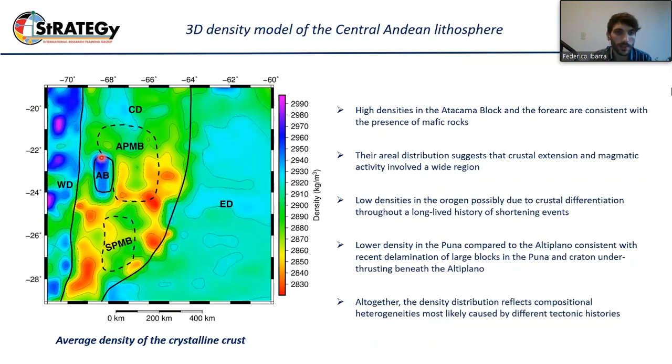Also here in the Atacama block, there are high densities that could be related as well to extensive periods in the Jurassic and also to mafic activity from old subduction cycles. Within the central domain, the low densities are most likely due to crustal differentiation processes throughout the long-lived history of the formation of the region, starting in the early Paleozoic and presently active since the Cretaceous. Particularly the lower densities in the southern Puna compared to the Altiplano are consistent with the delamination of large crustal blocks in the Puna, the recent delamination, and in the Altiplano with the underthrusting of the Brazilian crust beneath the orogen. Altogether, the density distribution reflects compositional heterogeneities that are interpreted as caused by different tectonic histories.